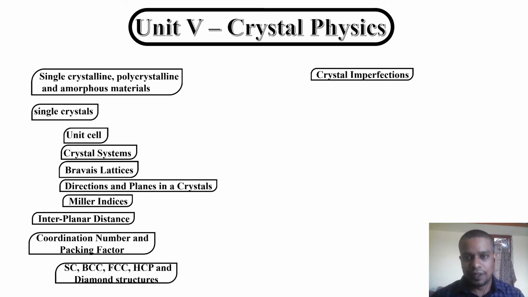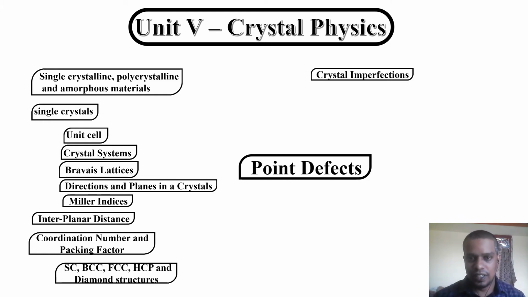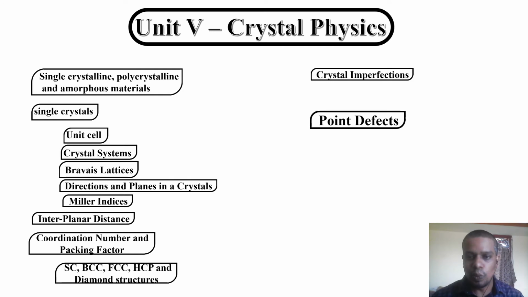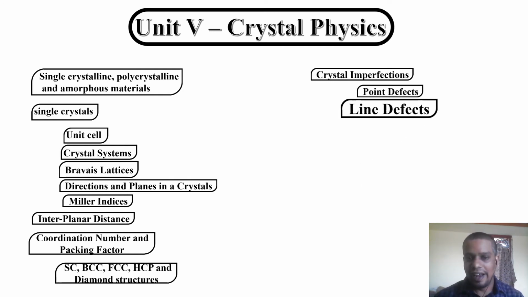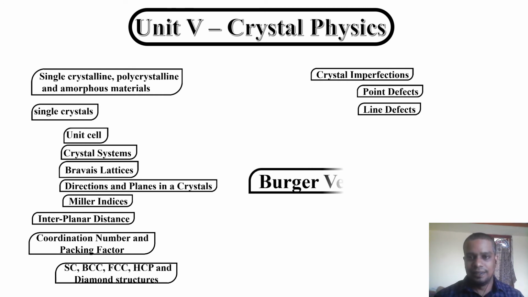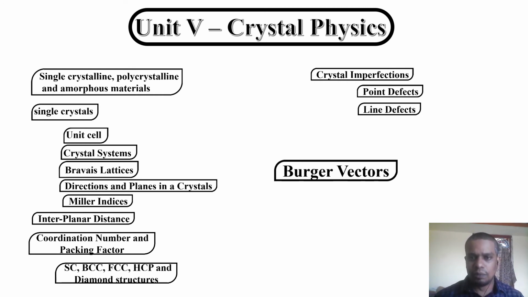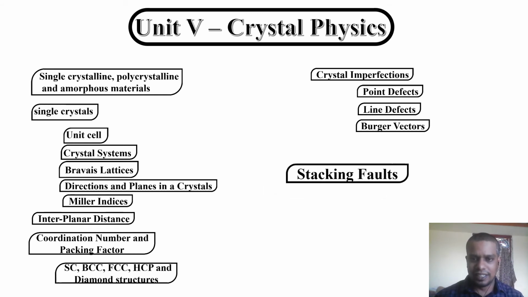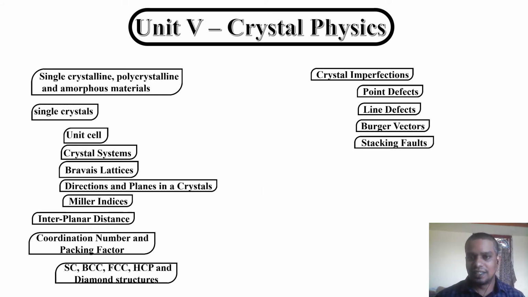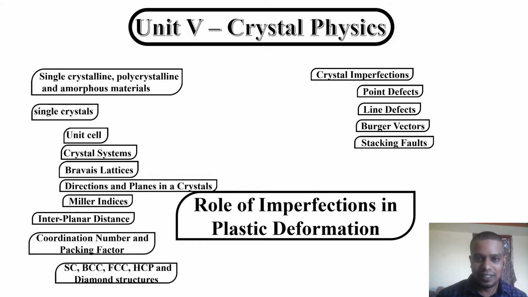Under crystal imperfections, we are going to look at, first, point defects. What is a point defect? Then line defects. Then the third one is Burgers vectors. The fourth one is stacking faults. These are the four major things we are going to cover under crystal imperfections. Once you know what the role of these imperfections is, that is what we will discuss.